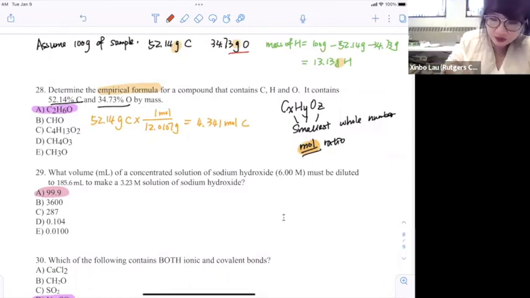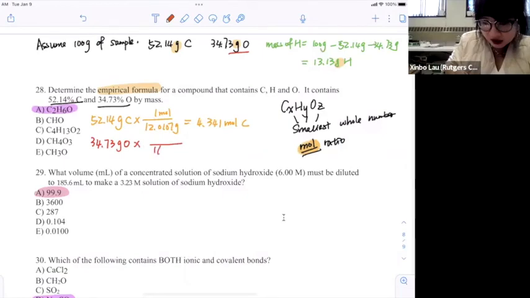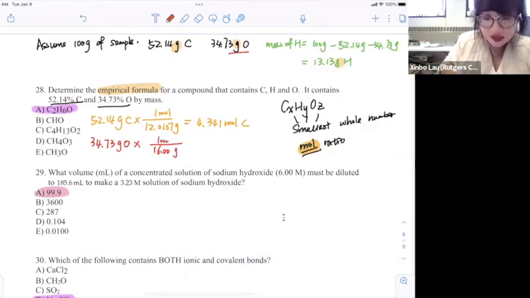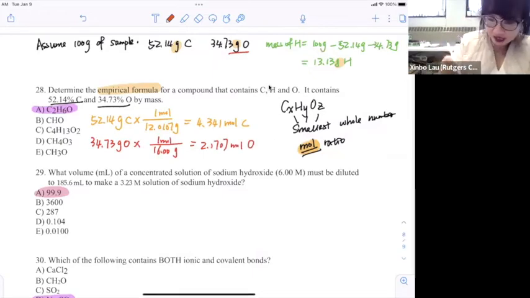Okay, and then we can also calculate for oxygen. So oxygen will be 34.73 grams of oxygen. That's 16, or you can use 15.9994 grams per mole. You should get around 2.1707 moles of oxygen. Okay, and then we can calculate for hydrogen.